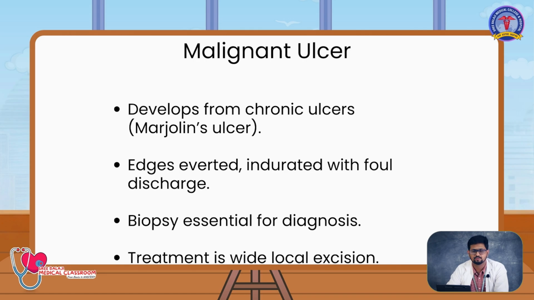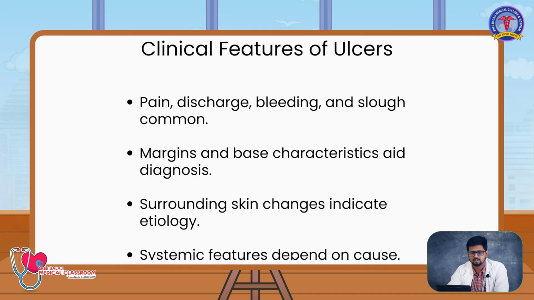So treatment is we have to do a wide local excision according to the size, shape, and site of the ulcer. And in general, for the clinical features of any ulcer, we have to look for pain, any kind of discharge, any kind of bleeding, and whether any slough is present or not. Margins and base characteristics help characterize the diagnosis. Surrounding skin changes also have to be ruled out and examined properly.